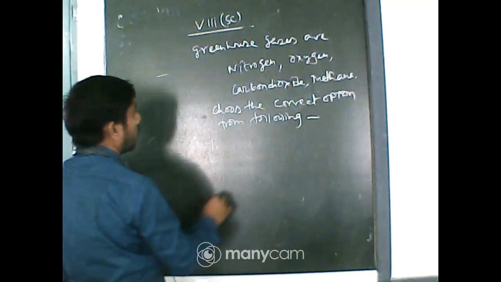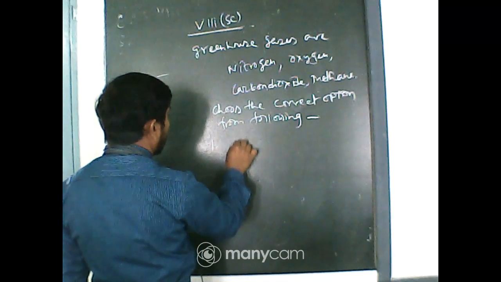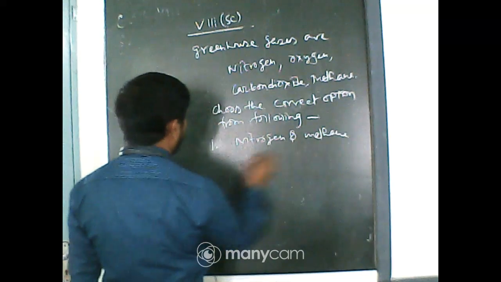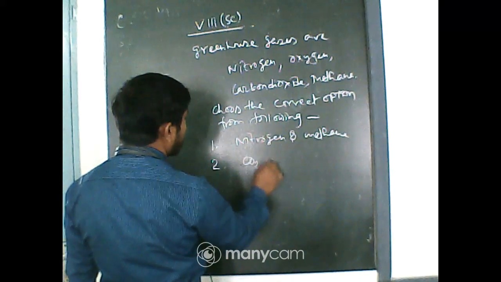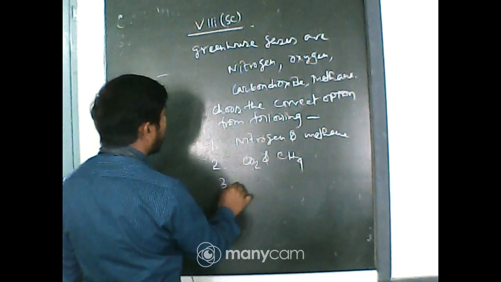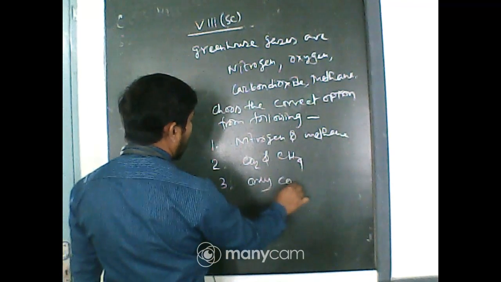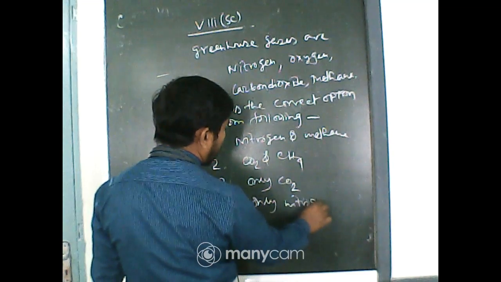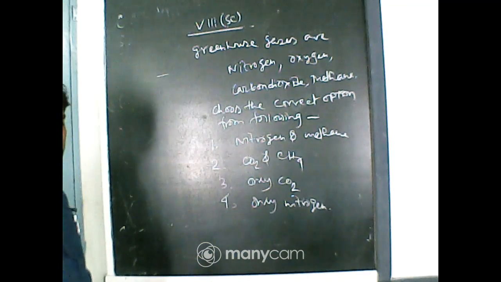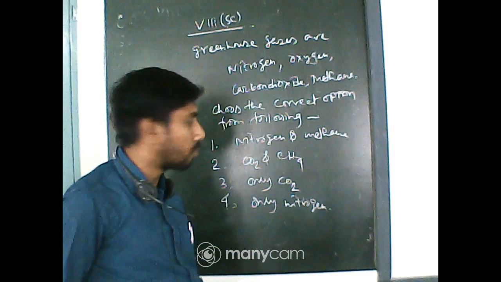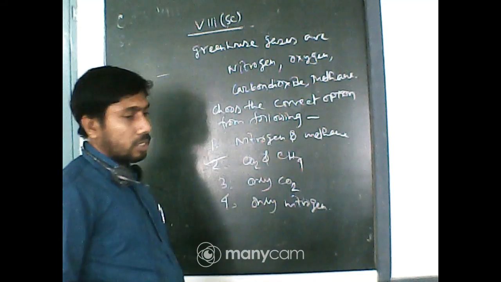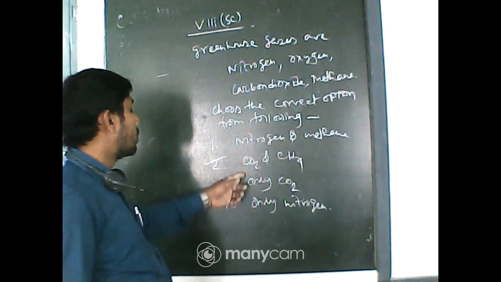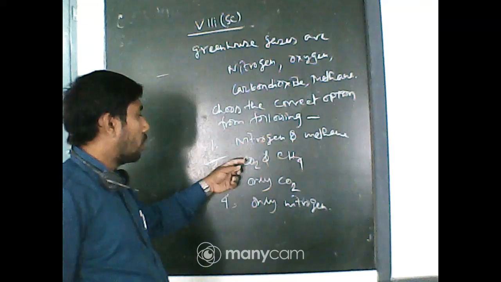Option 1, nitrogen and methane. Number 2, carbon dioxide and methane. Number 3, only carbon dioxide. Number 4, only nitrogen. Option 2, yes, CO2 and CH4. So you will choose the option where the 2 gases are there.